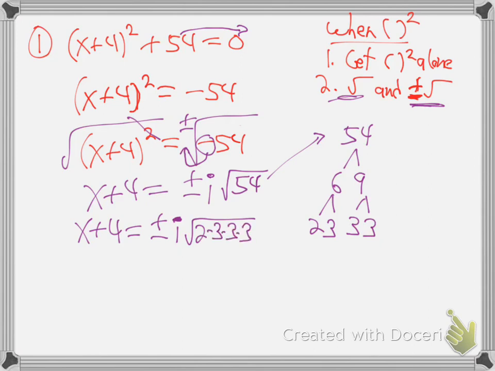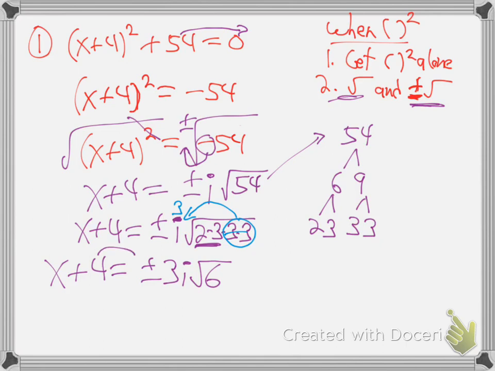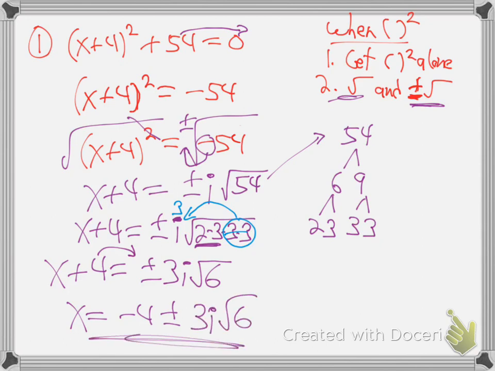And then 2 3's in sends 1 3 out, and they're gone. So we get x plus 4 is plus or minus 3i root of, and the 2 times 3 left is 6. There we go. Last step, jump that 4 to the other side. Becomes negative 4 plus or minus 3i root 6. Those are the two answers.